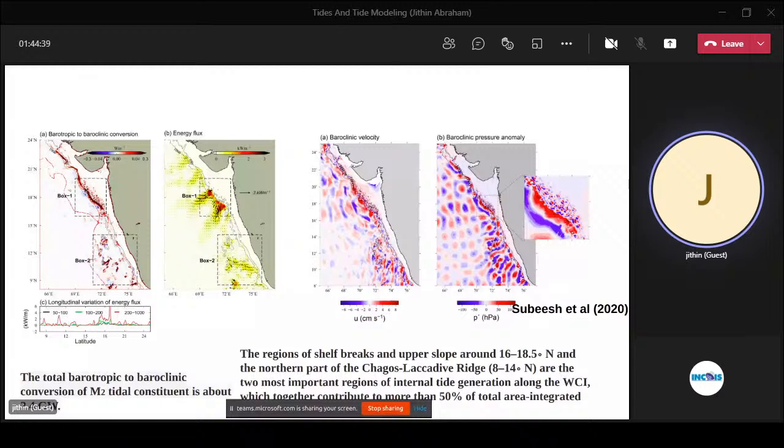From this region, they showed that the internal tides propagate offshore into the deep Arabian Sea. Here also we can see the different internal tide propagation in the southern part. Here the internal tide generation and propagation is a little bit complicated due to the presence of multiple generation sites. So they showed that the shelf break and slope region in the northern part and southern part account for about 50% of the internal tide or barotropic to baroclinic conversion in this region.